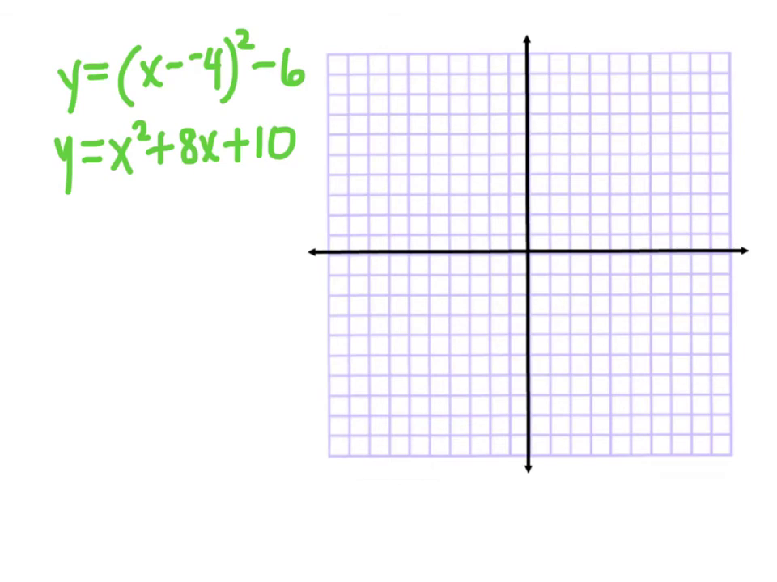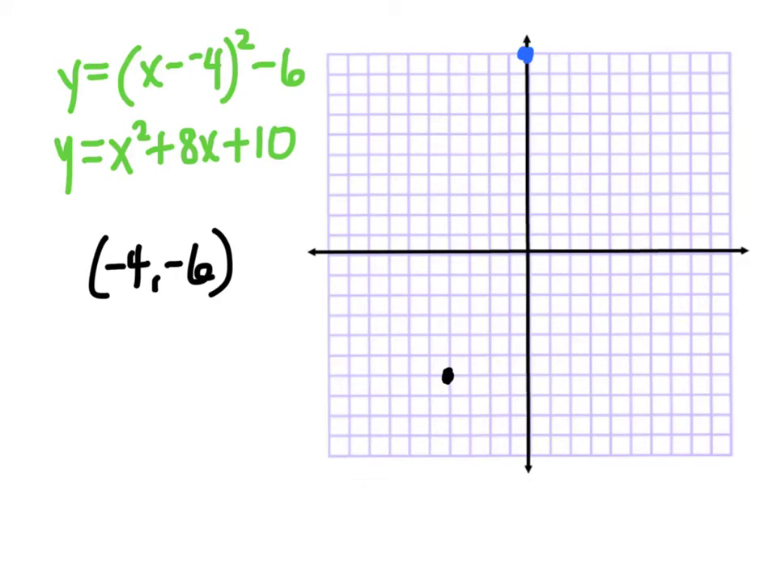All right, so I know my vertex was (-4, -6). I'm going to put that on my graph first. Okay, looks like it's down here. Now if I go back to my original equation, I know that the y-intercept is 10. So I'm going to come up 10. That's way up here. There's my y-intercept.